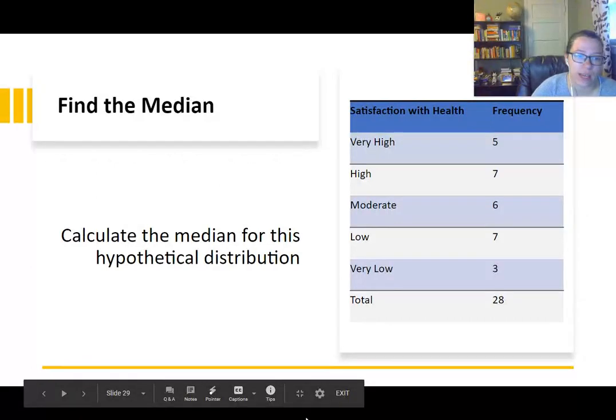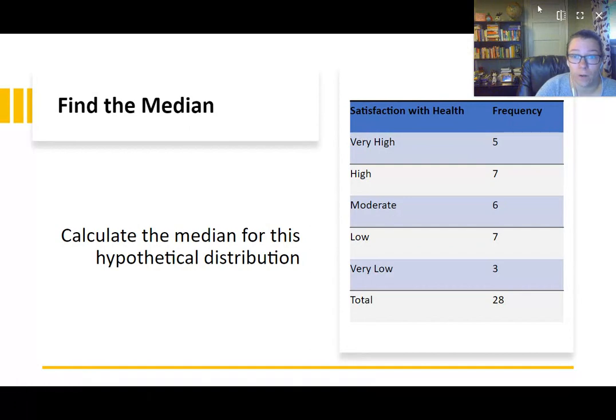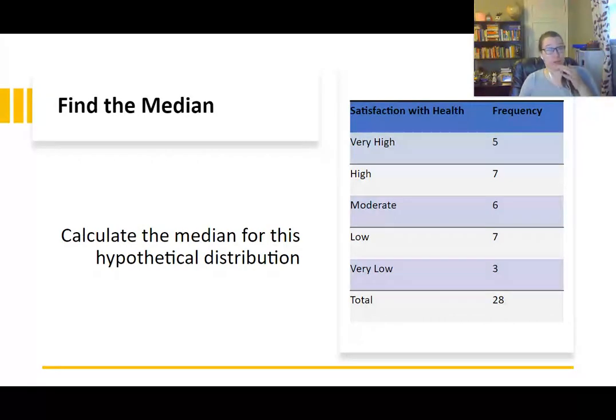What is the median for this hypothetical distribution? If I ask you to find the median for this hypothetical distribution, you can do this in a couple different ways. So you could write out very high 5 times, high 7 times, moderate 6 times, low 7 times, very low 3 times, and just take off the top, take off the bottom, take off the top, take off the bottom until you get to the middle. But 28 is a lot to do that with to begin with. If you have a study with like 300 people, you don't want to have to do that.